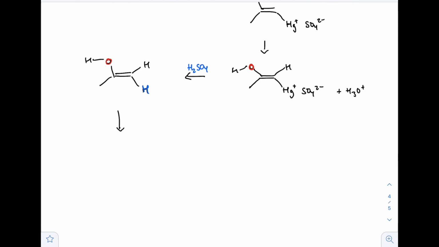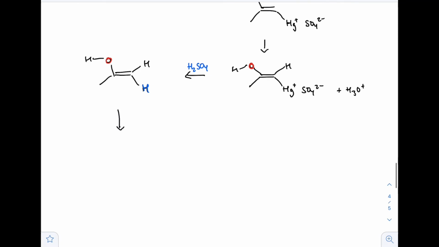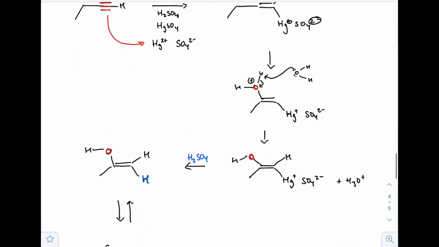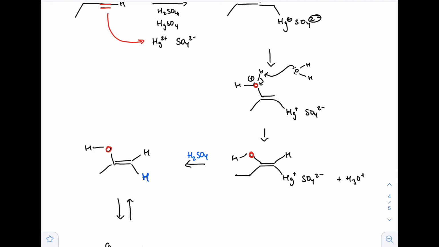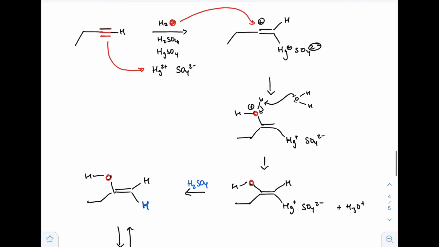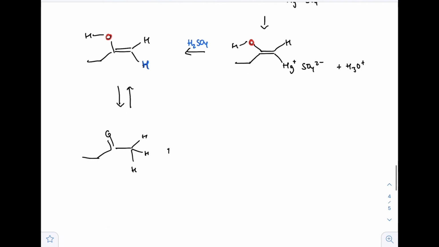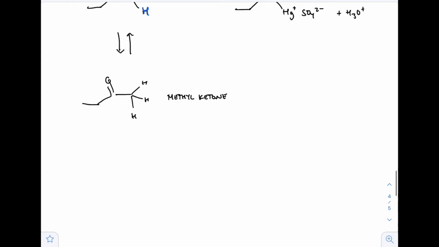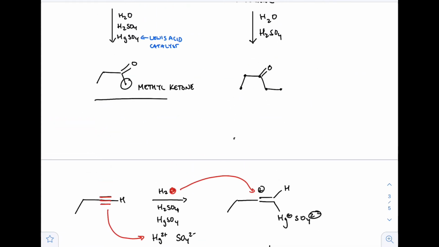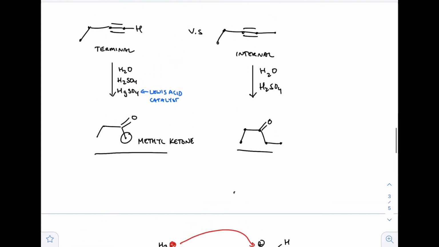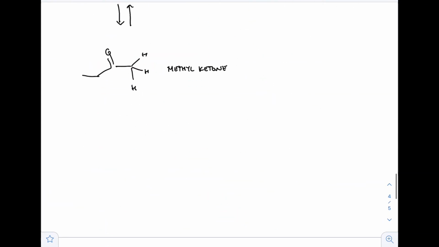Once we have this enol, this is a reactive species. It really is an equilibrium. It just depends on the ketone or carbonyl group that you form, but it's going to move back and forth. Excuse me, I forgot the rest of the carbons here. My bad. It's going to move back and forth between that enol and that ketone. So this is the product, the methyl ketone. Let's take a look at the internal alkyne and see what we get.